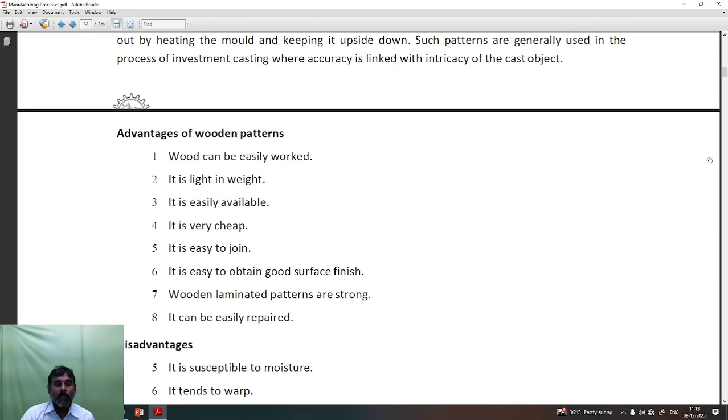So, advantages of wooden patterns: wood can be easily worked, it is light in weight, etc.